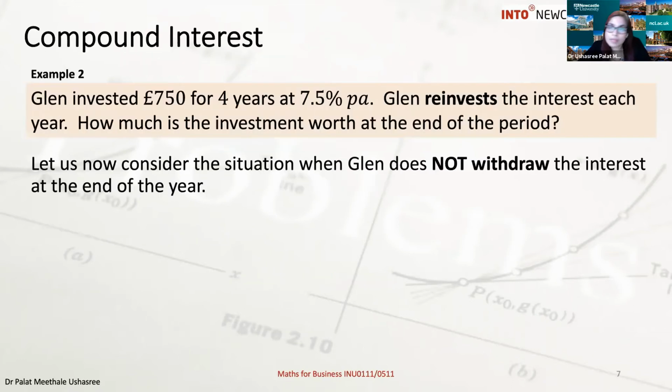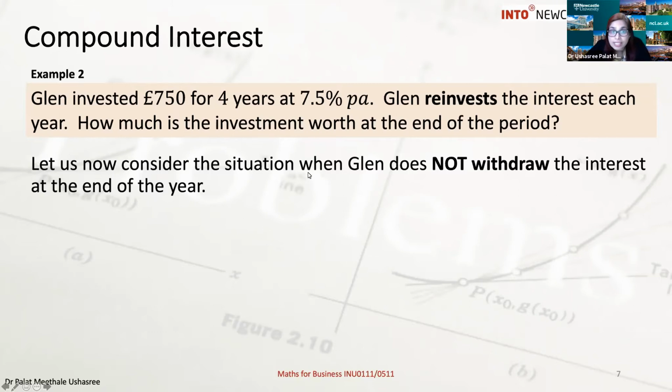So now let's do some compound interest problem, okay? Let's go to the same question, but I have changed the question a little bit now. Glenn invested 750 pounds for 4 years at 7.5% per annum. Glenn reinvests. He reinvests the interest each year. Okay, he's reinvesting the interest each year now. So how much is the investment worth at the end of the period? How much is the investment worth at the end of 4 years?